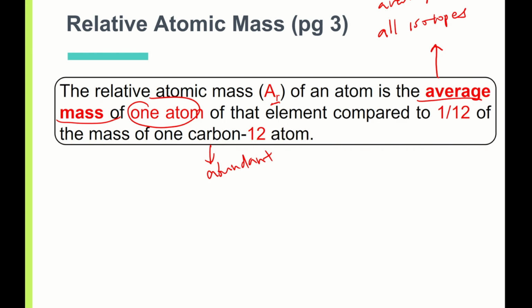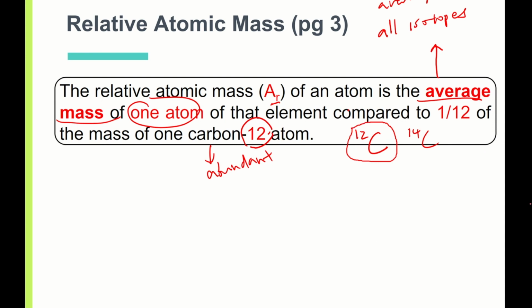But carbon has different isotopes. I can have carbon 12, I can have carbon 14. So there are two kinds of isotopes. In fact, there are others, just that these two are more significant. So which one do we use to compare as a standard? We use carbon 12 as the standard.